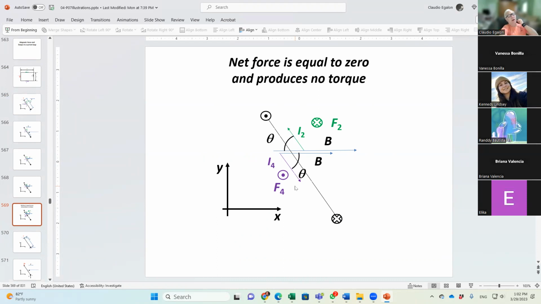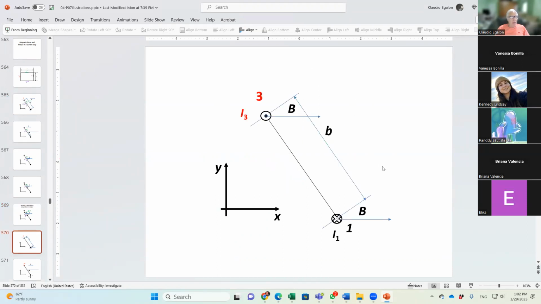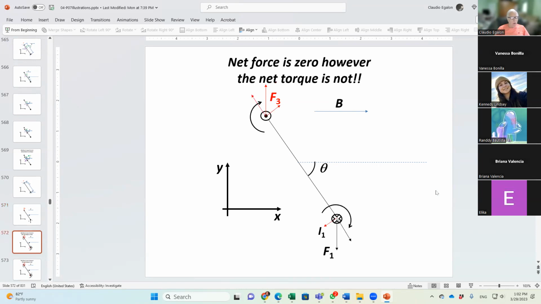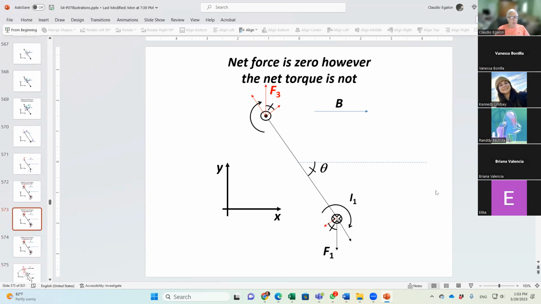It is as though I'm trying to stretch the loop. The same thing doesn't happen with the currents I1 and I3. Again, we have an area vector right here making an angle with the B field. Here are the forces in the wire 1 and wire 3. And because those forces are not collinear, they are going to produce a torque on this device, and you will tend to rotate.